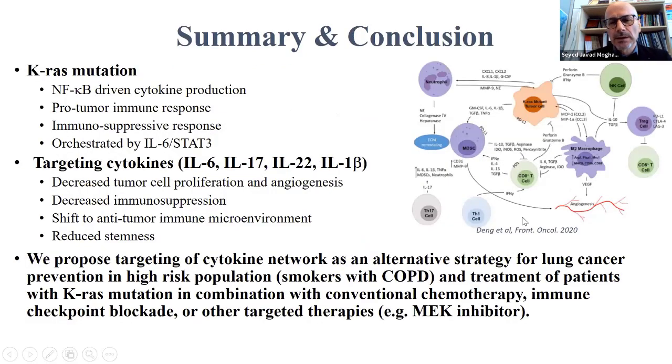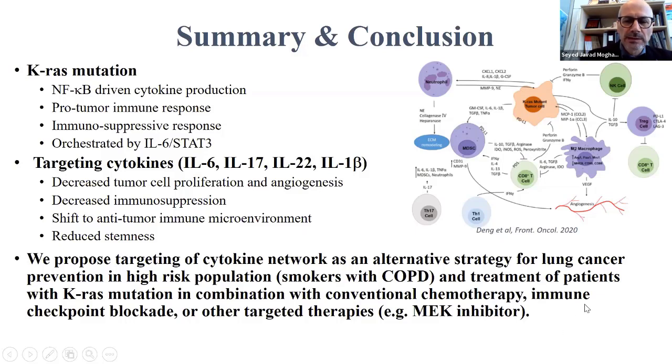So in summary, I showed you that the lung microenvironment is very complex, infiltrated with different types of cells and run by different types of cytokines. I showed you that KRAS mutation leads to activation of NF-kappa-B and production of a group of cytokines with pro-tumor and immunosuppressive function, mainly orchestrated by IL-6 and STAT3. If you target either of these cytokines, you can not only cause tumor cell intrinsic effects, such as reduced proliferation and angiogenesis, you can also reprogram the TME from an immunosuppressive, pro-tumor microenvironment to an anti-tumor microenvironment and also affect the tumor stems.